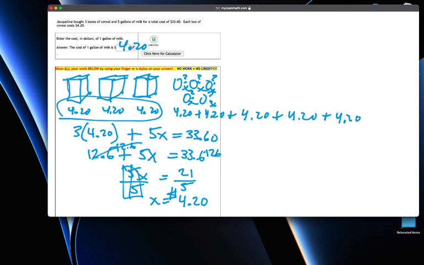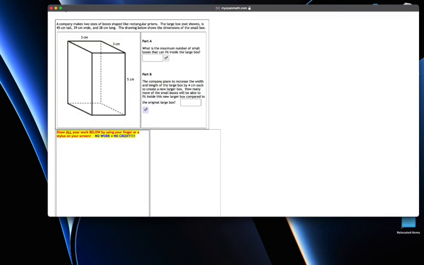And if you added all 8 of those up, that should be $33.60, which is what we were trying to make right there.